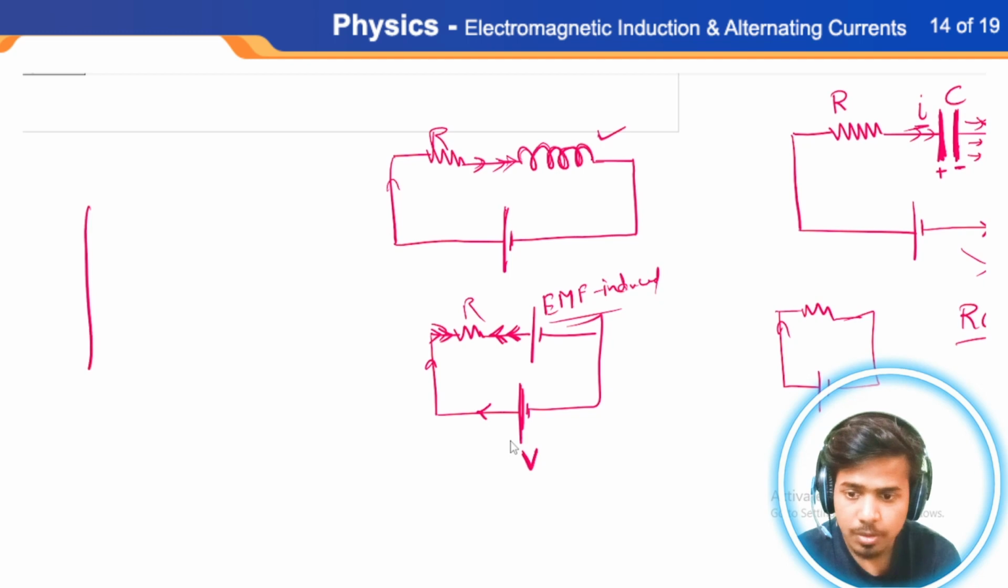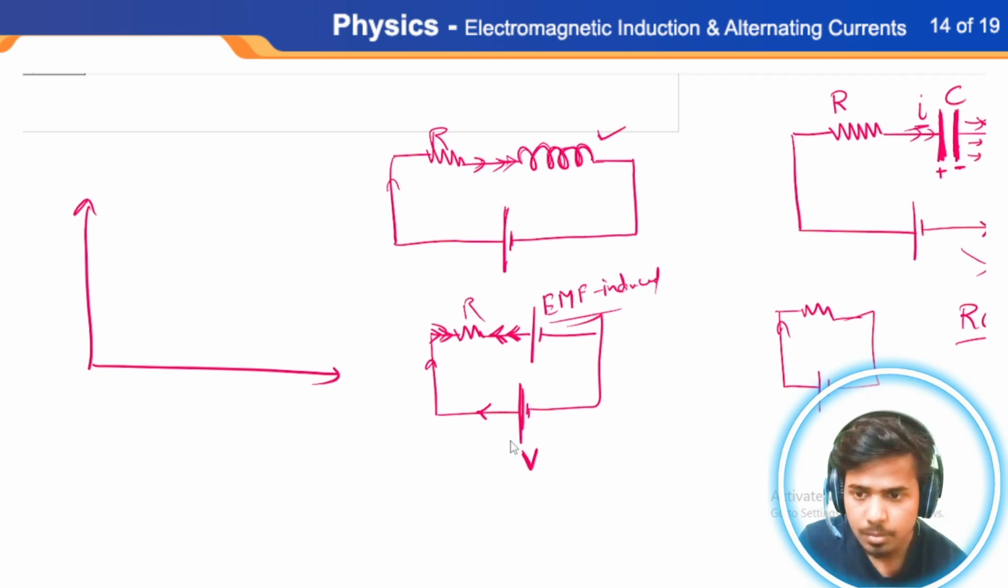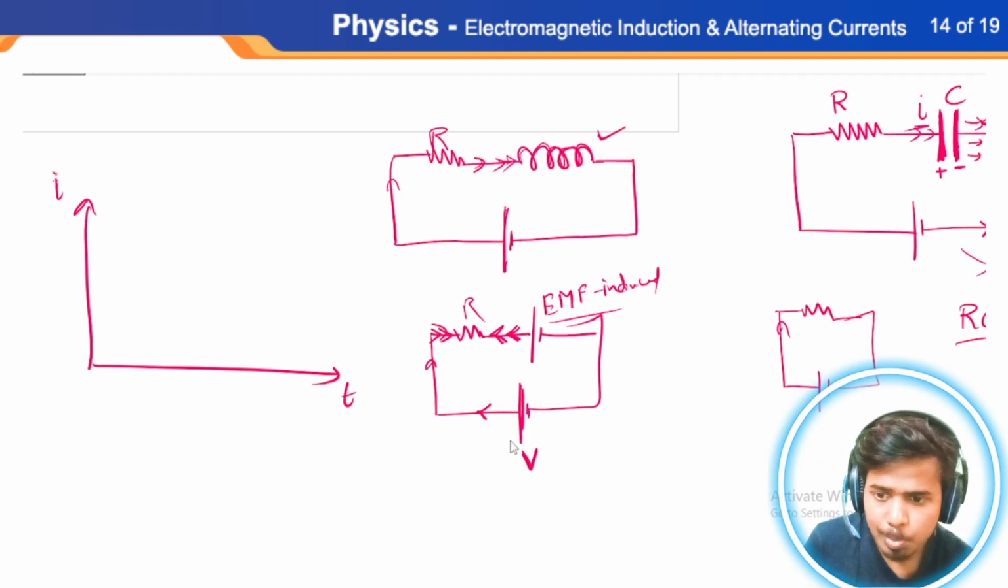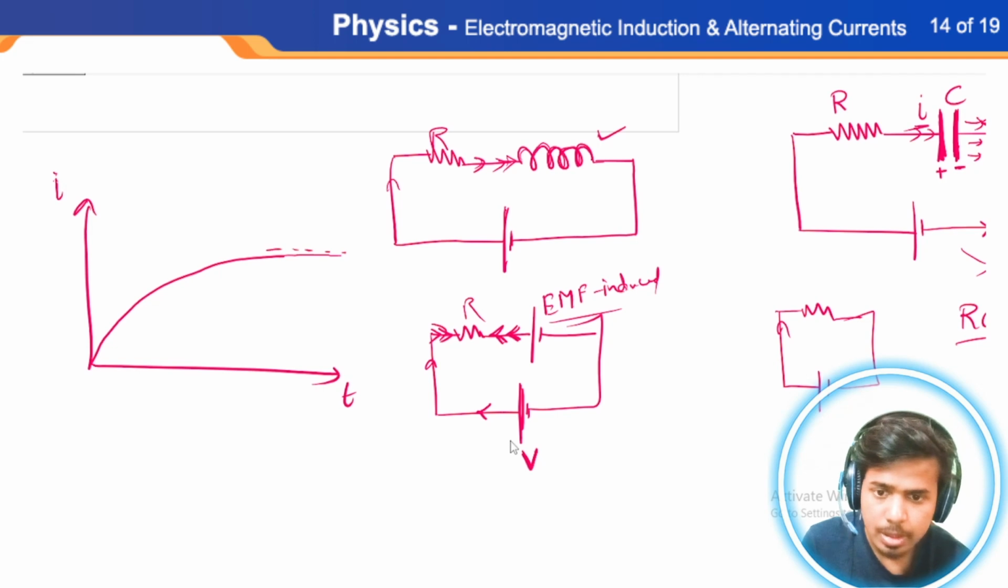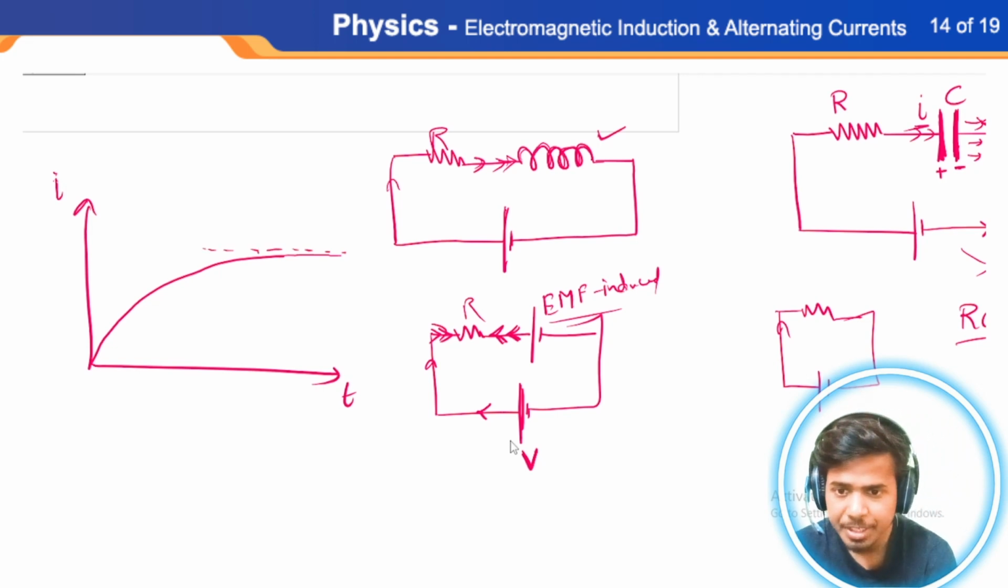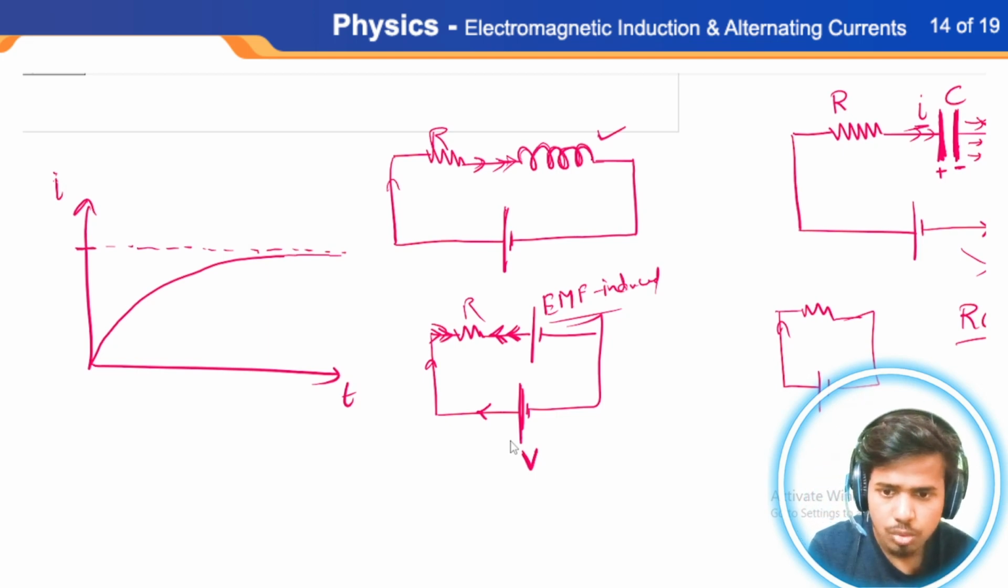This graph for this one looks something like this. It is also exponential, but it is exponential increase. This is I and this is time. The growth looks like something like this. After certain time, it will almost reach a plateau with a fixed current.